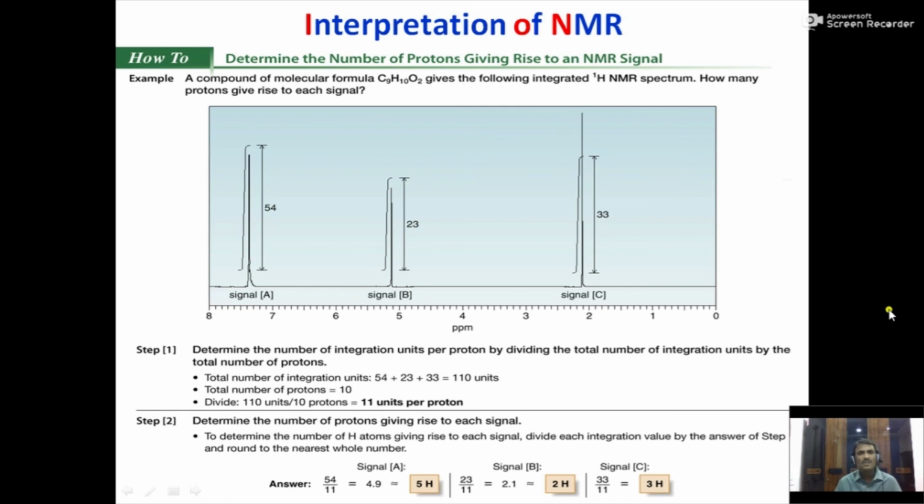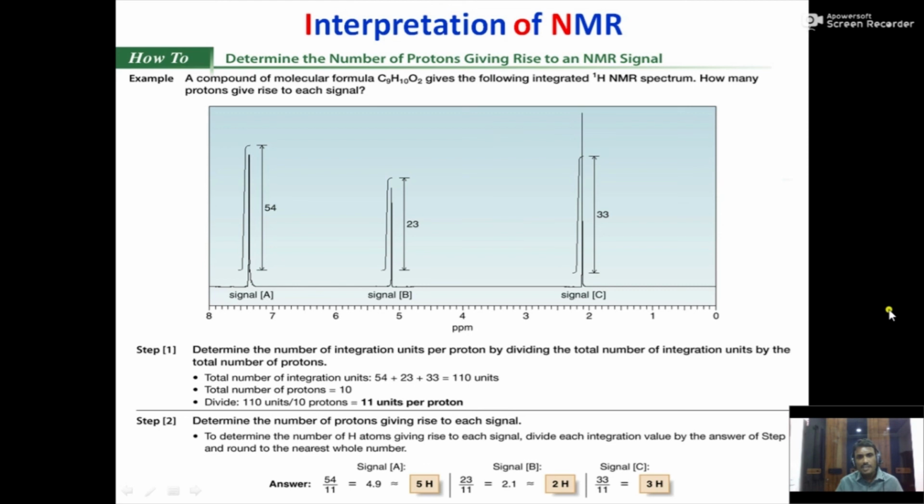Then, interpretation of NMR. We have to learn the interpretation of the NMR spectrum. A simple example I have taken here. You can see that the signals are integrated. You have to measure the height of the integration. With a scale you can simply measure the height of the integration.